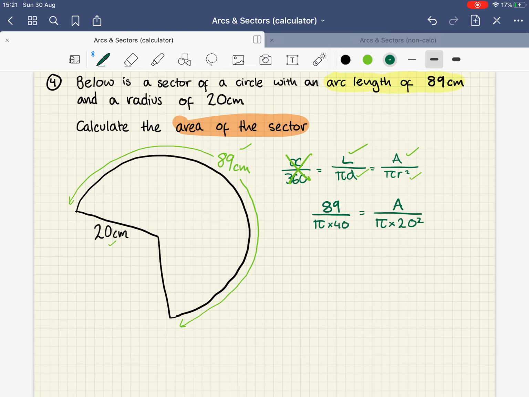So once again, A is the thing I want. I multiply across the diagonal. And I divide it by everything that is left on the bottom there. And then putting it into my calculator, I've got 89 times pi times 20 squared over pi times 40. And that's going to give me an answer of, that's worked out quite nice, 890. And because it's area, that's going to be centimetres squared.